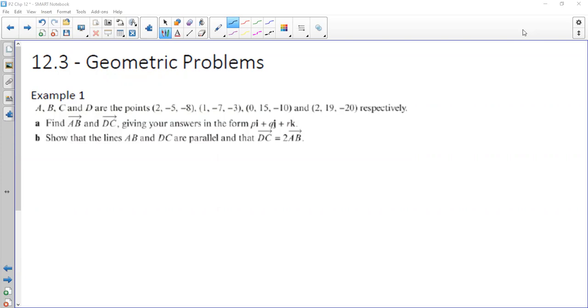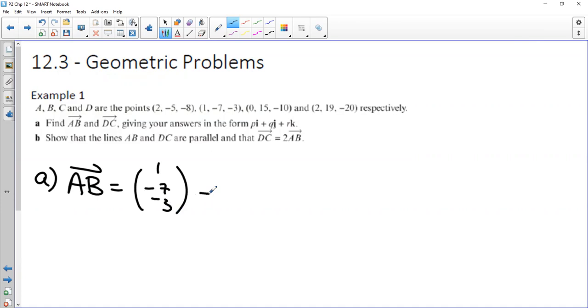Example number 1. A, B, C, D are the points. Find AB and DC. Give your answer in the form of PI plus QJ plus RK. So, well, you've learned a shortcut, and find AB. To find a vector AB, that will be the same as doing B minus A. So it's the second letter take away the first. So B is 1, minus 7, minus 3, take away A, 2, minus 5, minus 8. So AB is B minus A.